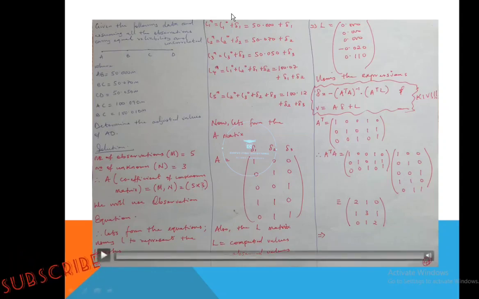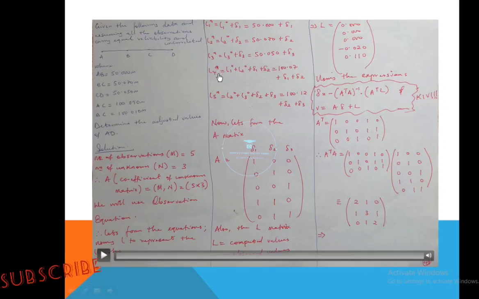Are we together? Good. So that's the same way we did from L1 to L5. Now, what is the observed value for L1, which is length 1? The observed value is 50.000. So we have 50.000 plus D1. Same thing for L2, 50.070 plus D2. Same thing for L3, which is CD. We have L3 observed plus D3.